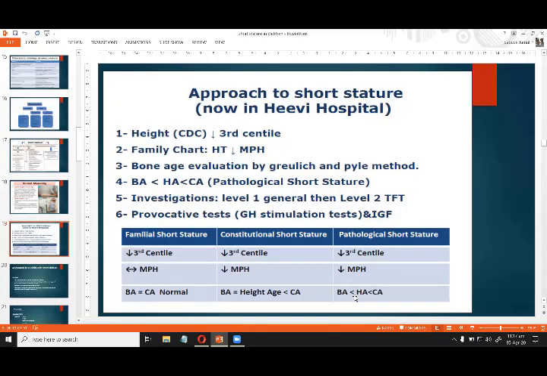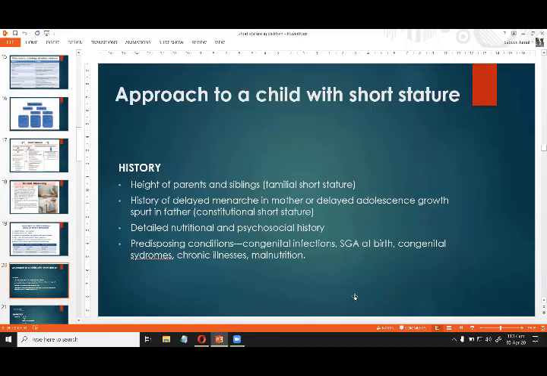How will you approach a child who has short stature? You have to take the height, you have to plot the family chart, you have to do the bone age evaluation, then go on to some workup, and in the light of this workup, if needed, some provocative tests are to be done. First of all, you will take the history from the child and the parents. Ask the parents about their height and the height of the other siblings, whether they are of the normal height or they are also short stature.